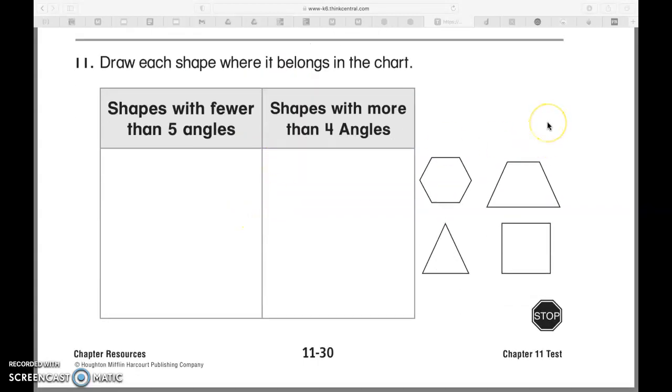Number 11, draw each shape where it belongs in the chart. These are your 4 shapes. Each shape will be put somewhere. If the shape has fewer than 5 angles, you draw it here. If the shape has more than 4 angles, you draw it here. When you're done, hand it in.